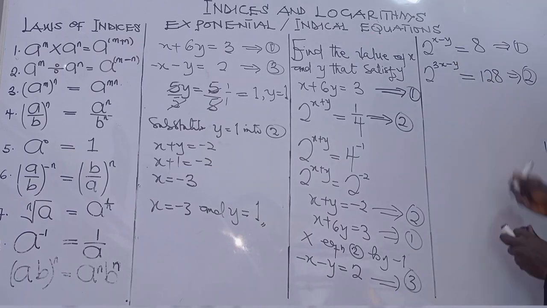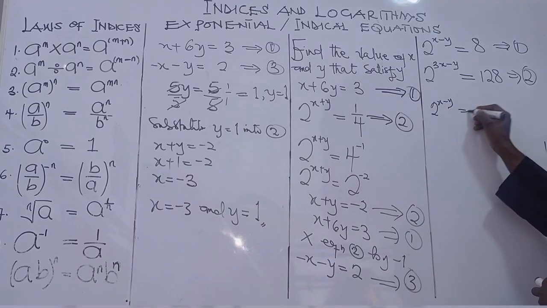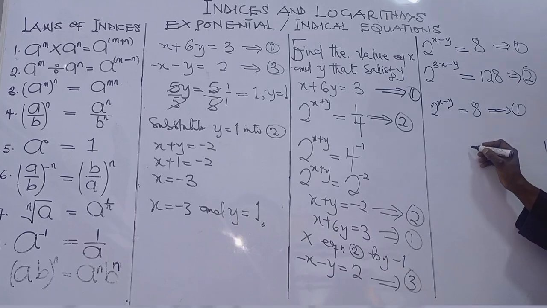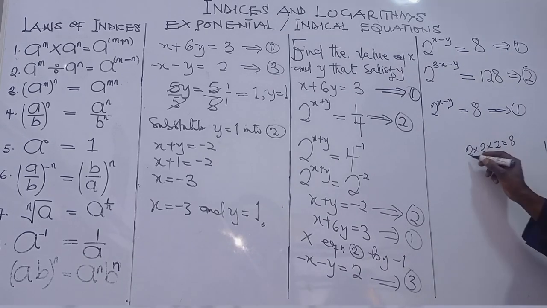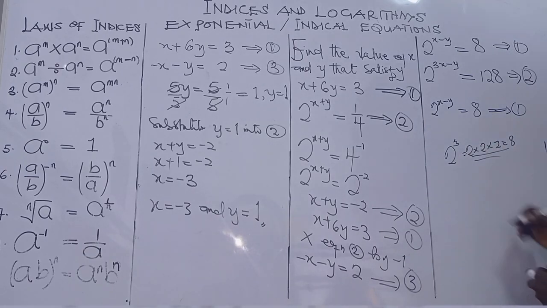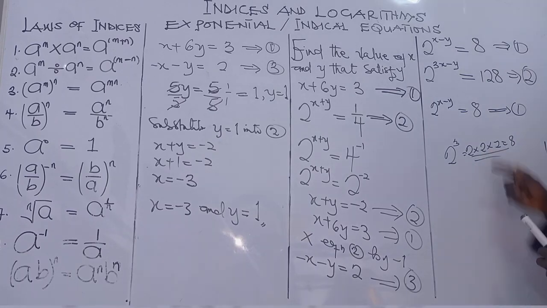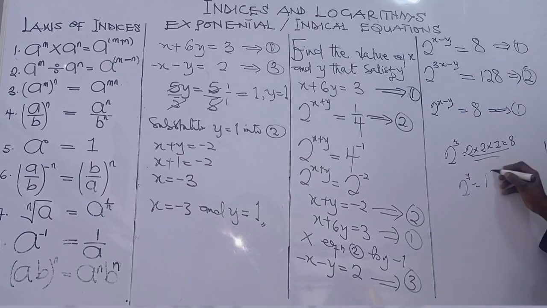So we know that 2 raised to the power x minus y is equal to 8. This is equation 1. Now we know that 2 times 2 times 2 will give us 8. And we can write this in an index form as what? 2 raised to the power 3. So in place of 8, we are going to write 2 raised to the power 3. And in place of 128, we are going to have 2 raised to the power 7. Because 2 raised to the power 7 will give us what? 128.